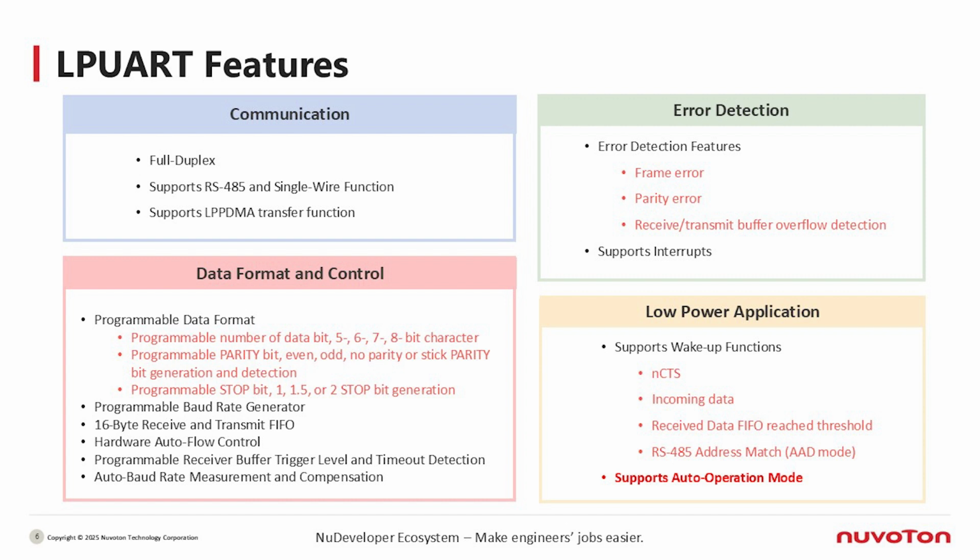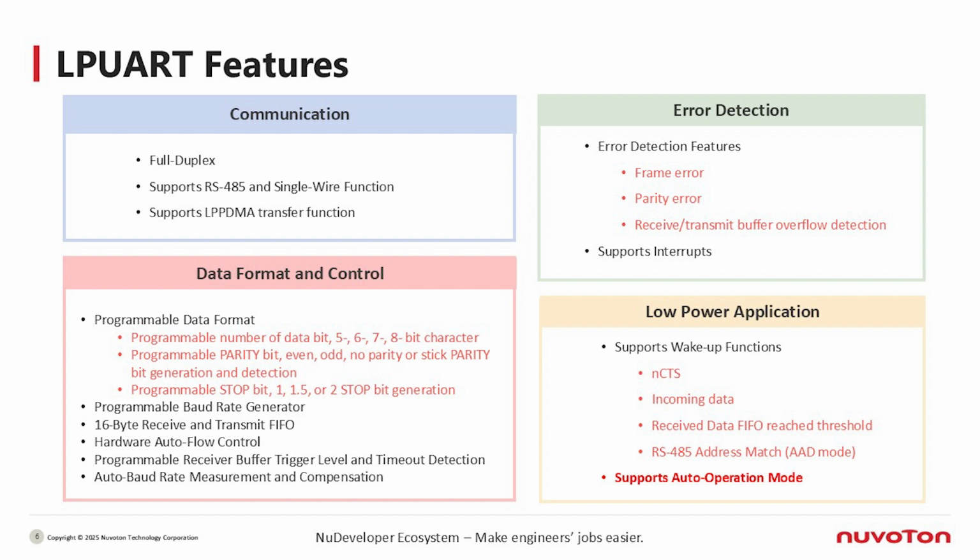system power consumption. Next, in terms of data format and control, the Low Power UART is very flexible. You can program the data length to 5, 6, 7, or 8 bits. You can choose the parity, even, odd, none, or a fixed parity. You can also set the stop bits to 1, 1.5, or 2 bits. It includes a programmable baud rate generator and 16-byte TX and RX FIFOs.